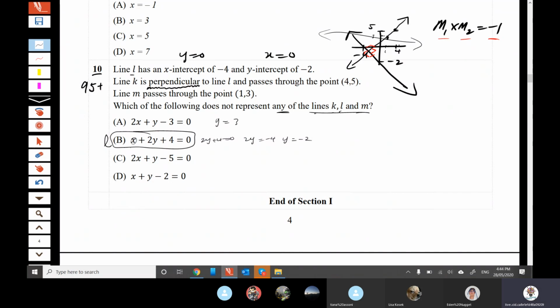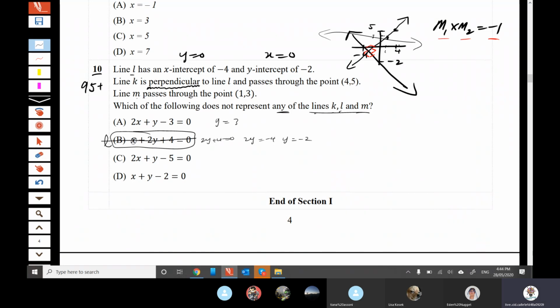That's line L. So that's gone. Can't use that. Do we understand that? Yes. The idea is, well, I'll keep going.